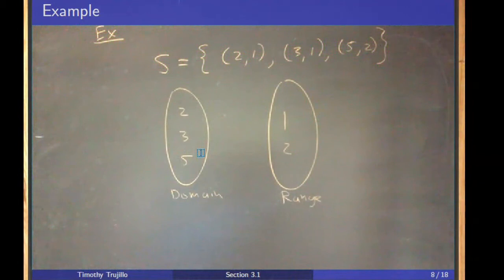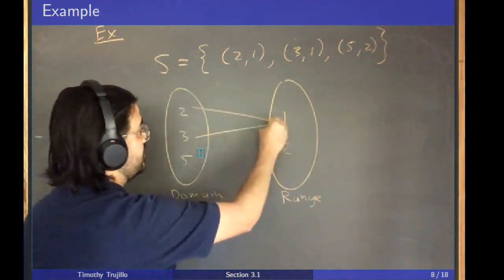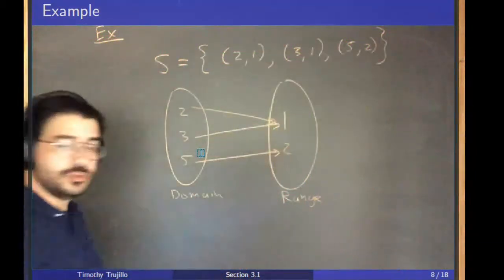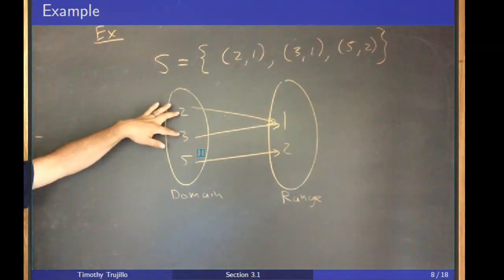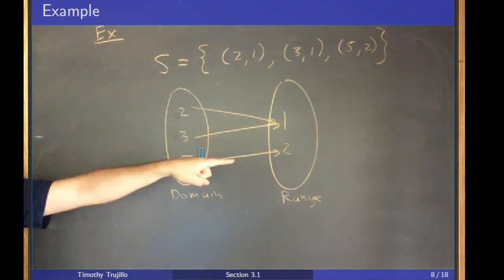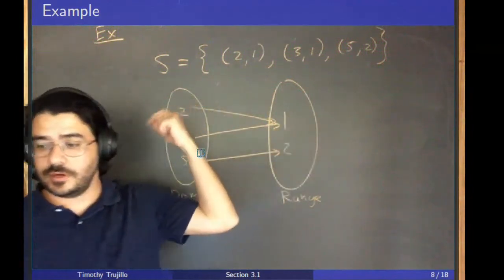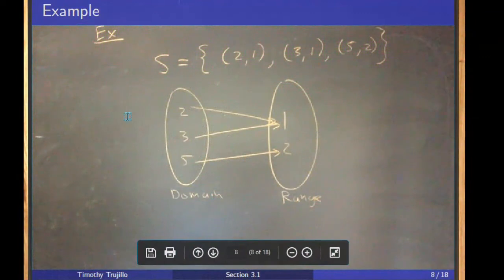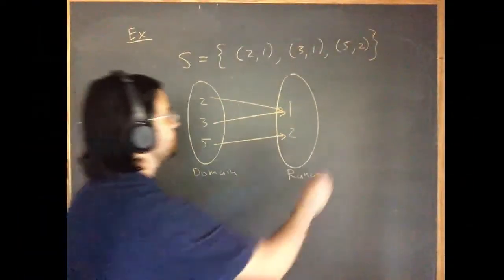Okay, so 2 goes to 1. That's what that says. 3 goes to 1. That's what that one says. And then 5 goes to 2. And again, this is a relation because this sort of thing is okay, right? We can have 2 different inputs going to the same output. We just can't have 2 outputs coming from the same input, right? That's the thing that we want to avoid with our function here. But there are other ways to represent this function as well. So this is a function.